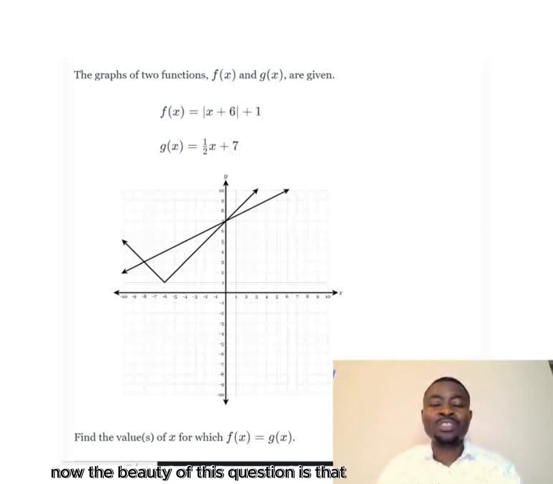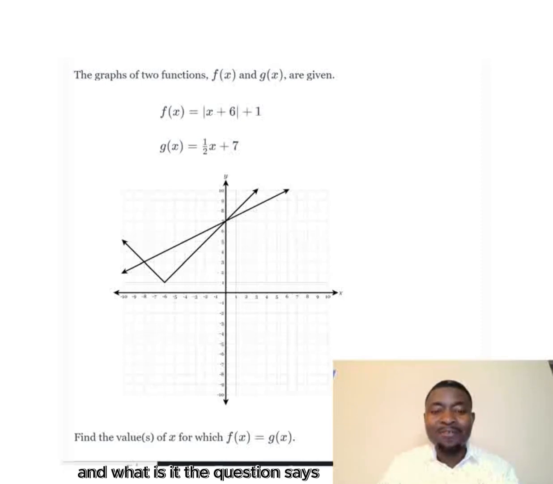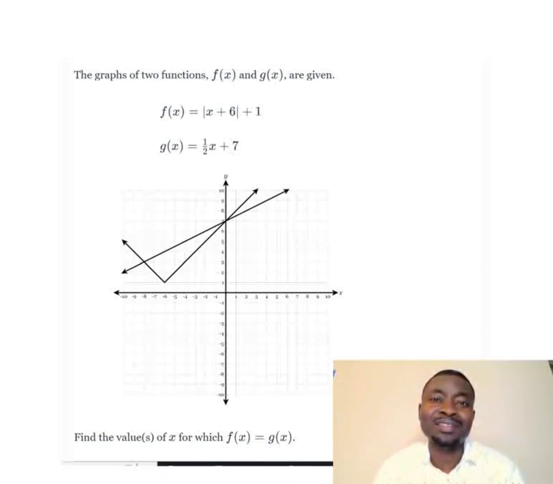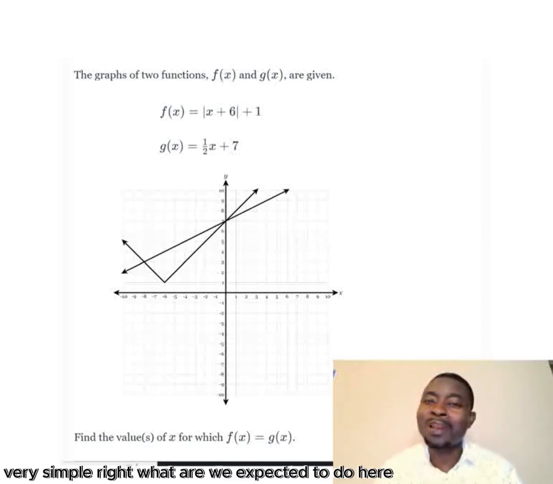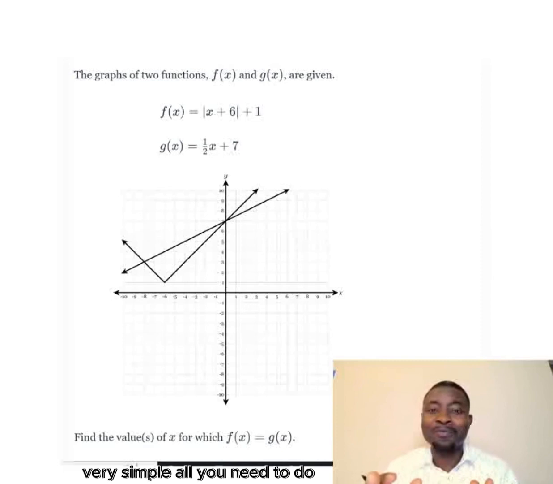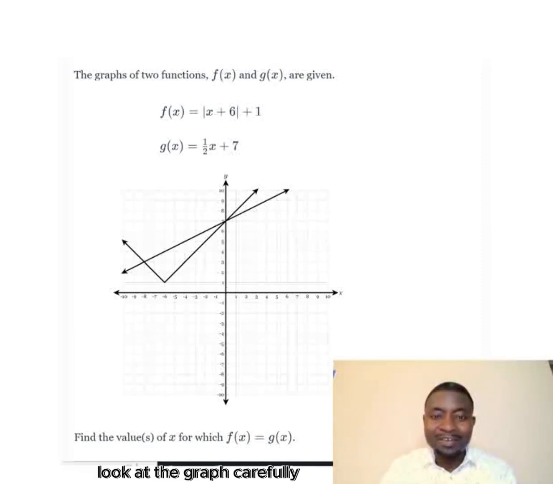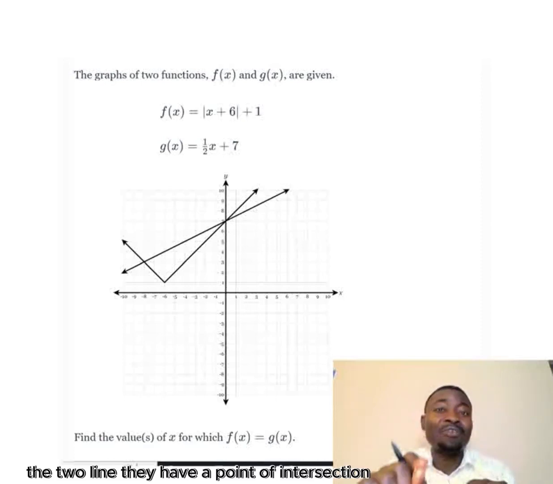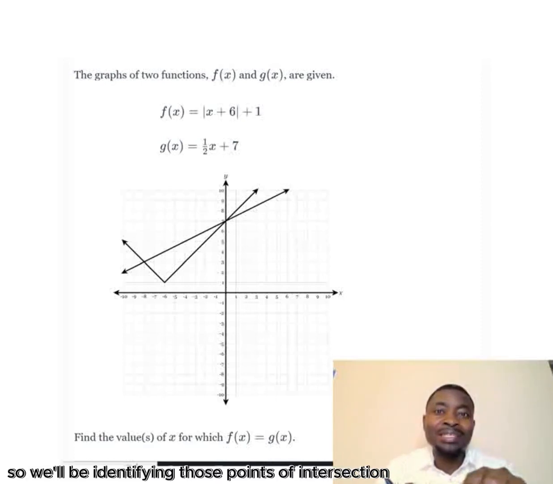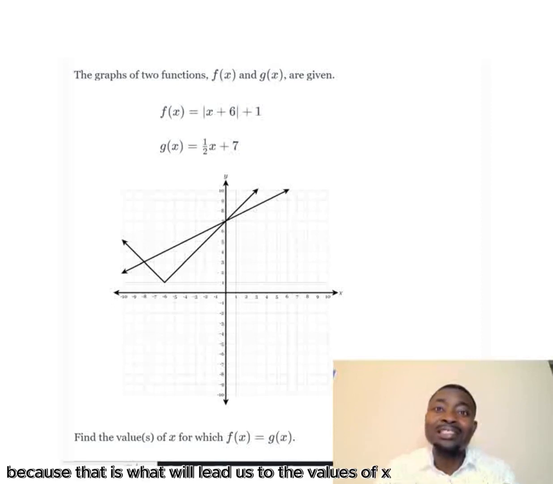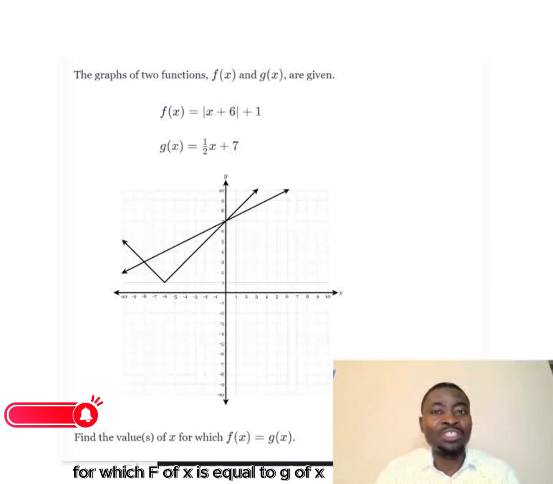Now, the beauty of this question is that the graph is provided for us already, and we are asked to do something. And what is it? The question says, find the values of x for which f of x is equal to g of x. Very simple, right? All you need to do is look at the graph carefully, and you will notice something. The two lines have a point of intersection. So we'll be identifying those points of intersection, because that is what will lead us to the values of x for which f of x is equal to g of x.